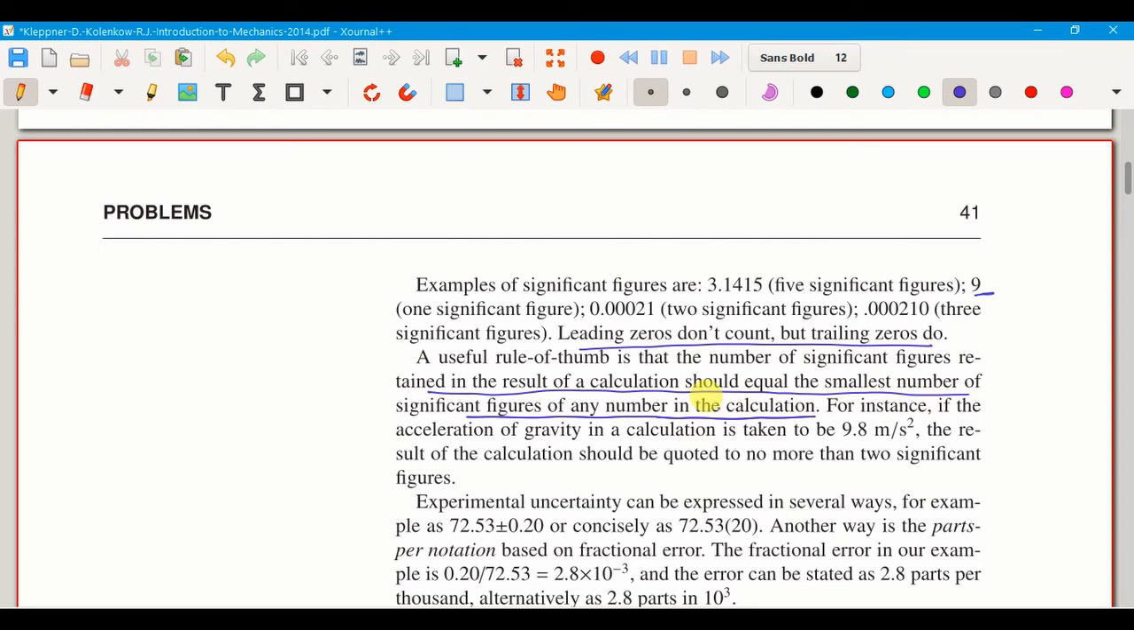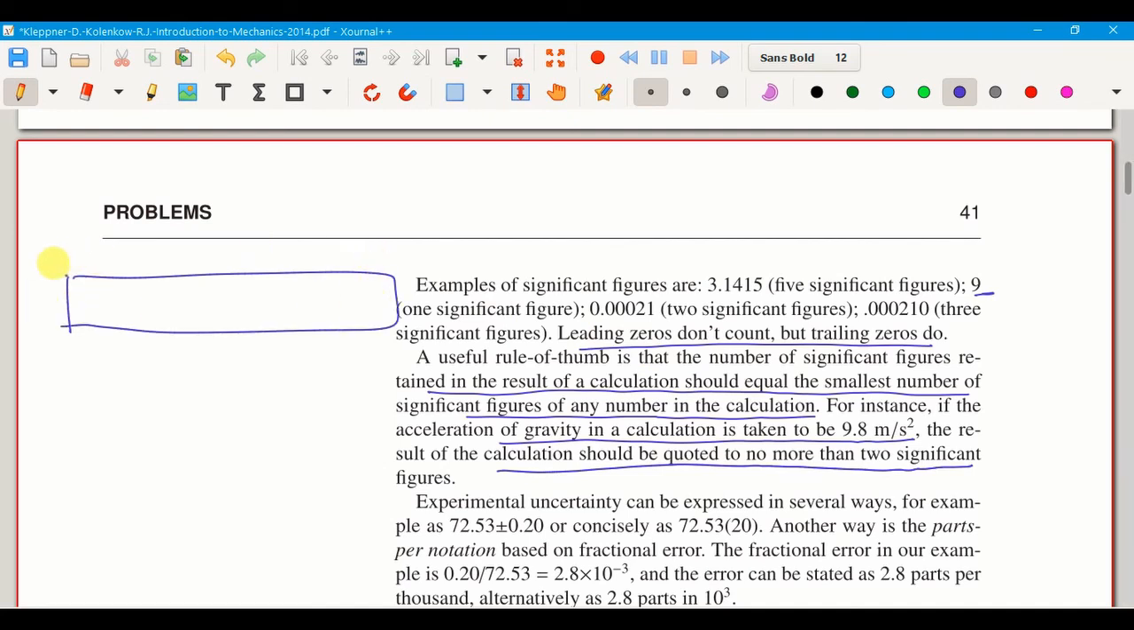For instance, if the acceleration of gravity is taken to be 9.8 meter per second square, the result of the calculation should be quoted with no more than 2 significant figures. Now what is the meaning of it? Suppose you have a meter scale and you can just measure 0.1, 0.2, 0.3, like here 1, here 1.1. So people have given you this scale and you found this data: 1.1 plus 1.21 plus 1.333. Now they ask you to add it.